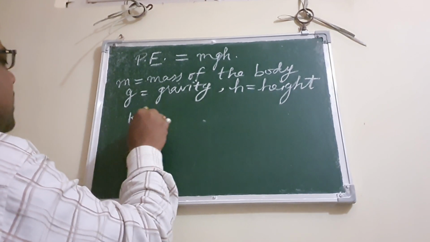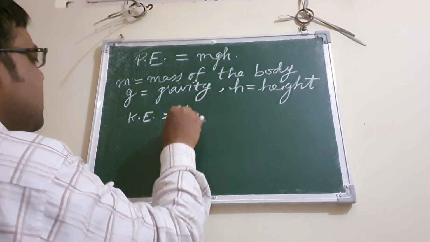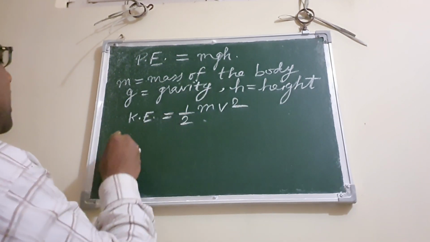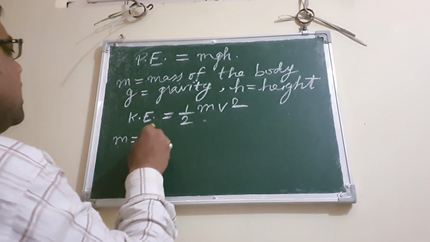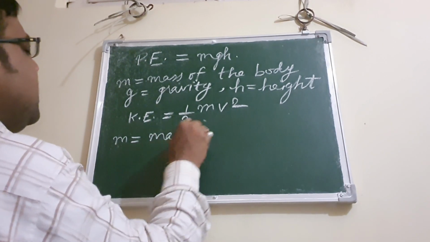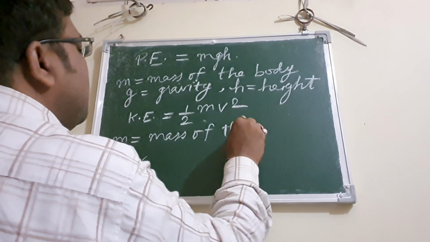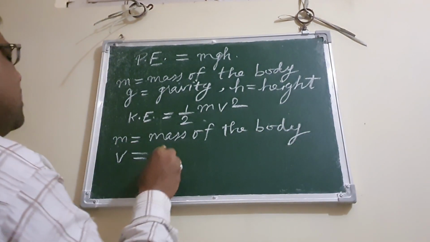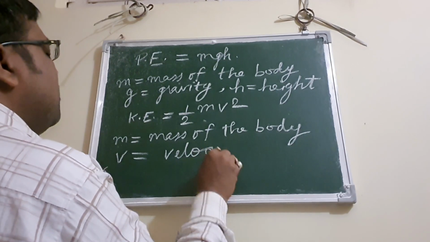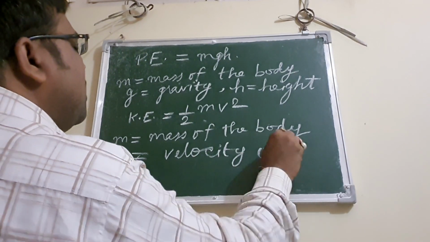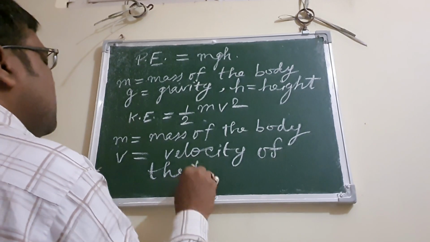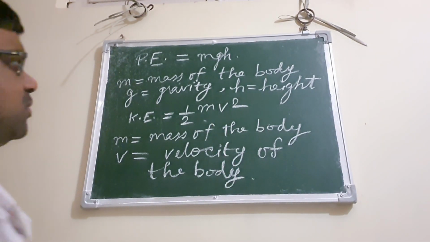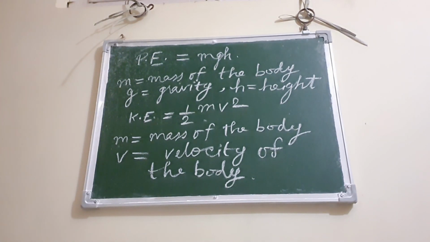The next form of energy is kinetic energy, which is equal to half mv square, where m is the mass of the body and v is the velocity of the body. These are the equations that will be used in the numericals.